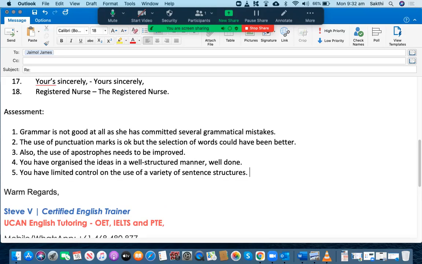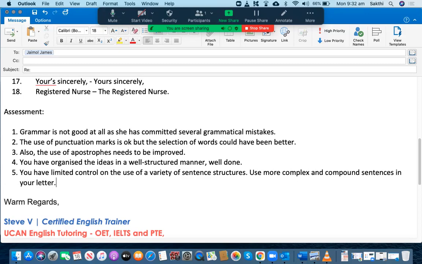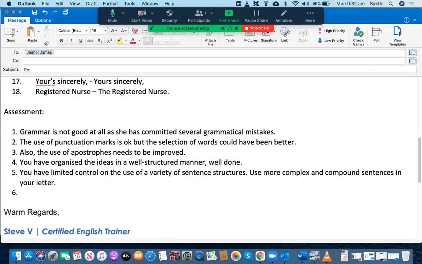I mean, you're not able to use a range of sentence structures. Most of your sentences are falling under this simple sentence structure. So it's better to use more complex and compound sentences in your letter. It's important. If you're aiming at B grade, it is important that you write down a range of sentence structures so that you can get a good score.